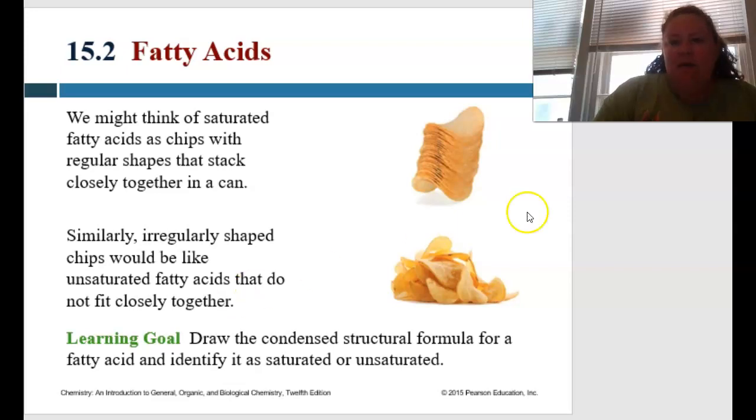Because if they stack well like this, then they can cause clogging, right? Where if they're kind of scattered like that, it's like playing Tetris, right? If they don't stack well, then they're not going to clog. So those tend to be the ones that are better for us. All right, so what are we going to do? We're going to learn how to draw the condensed structural formula for a fatty acid and identify whether it's saturated or unsaturated.